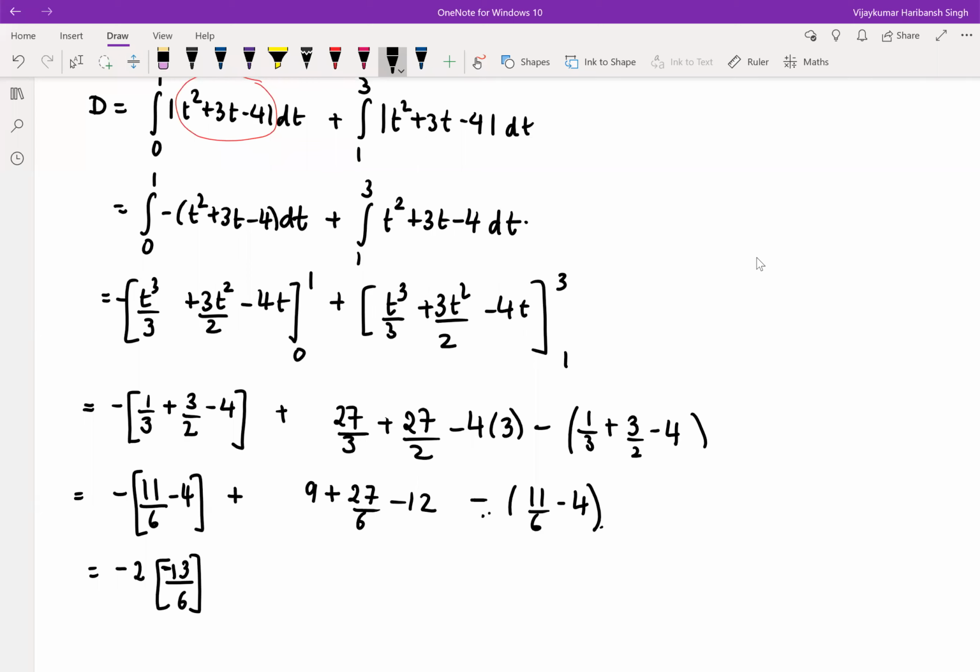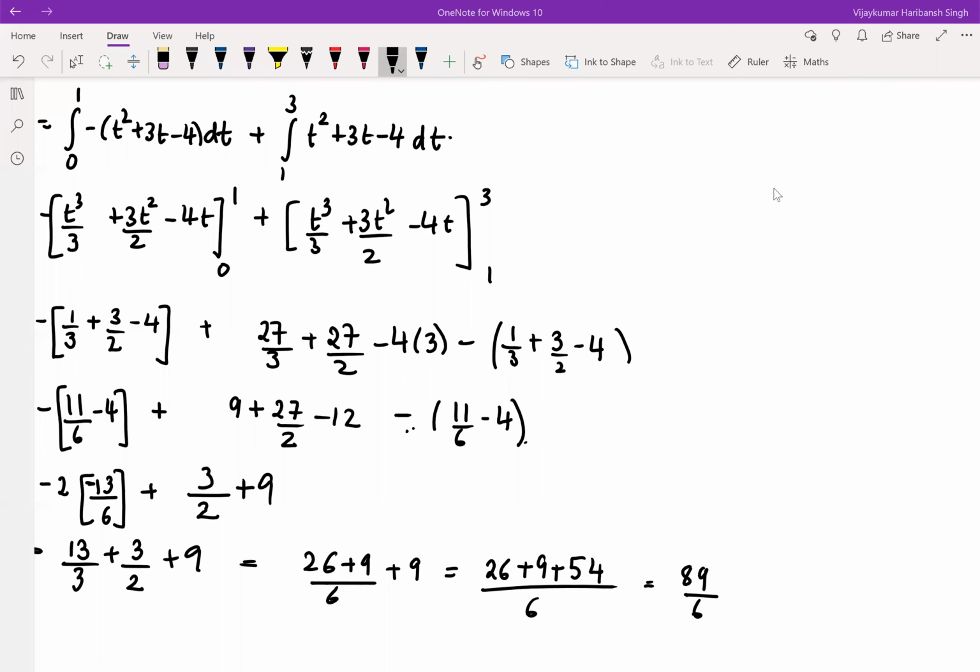Minus minus makes it 2 times, plus 27 by 6. So this was 27 by 2 minus 12, so we get 27 minus 24 over 2. So 27 minus 24 gives you, in the end, the answer 89 over 6.